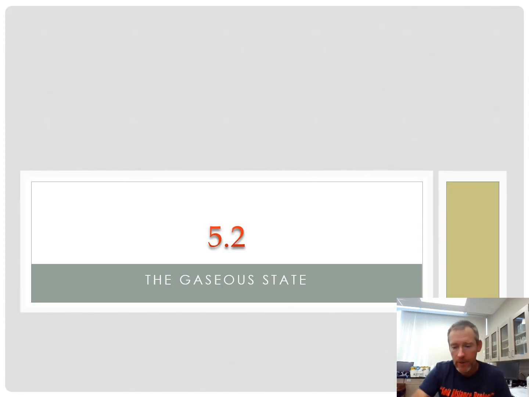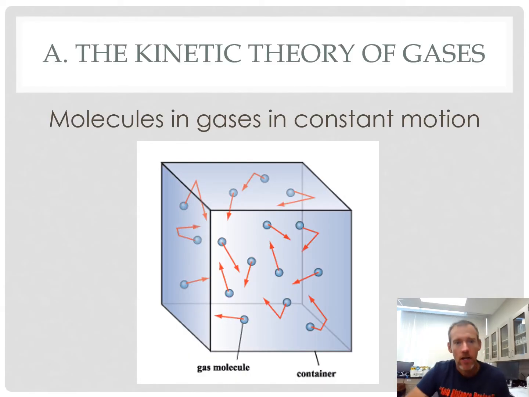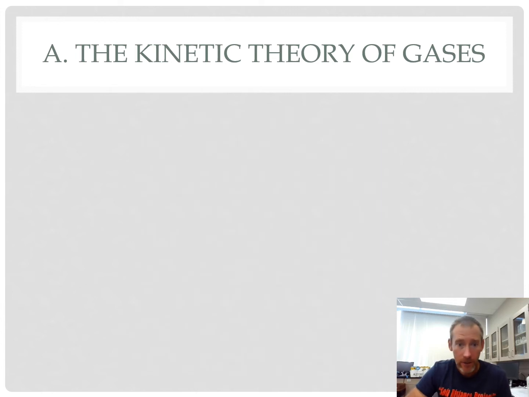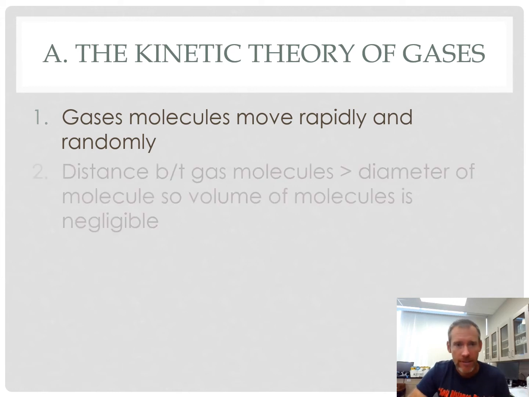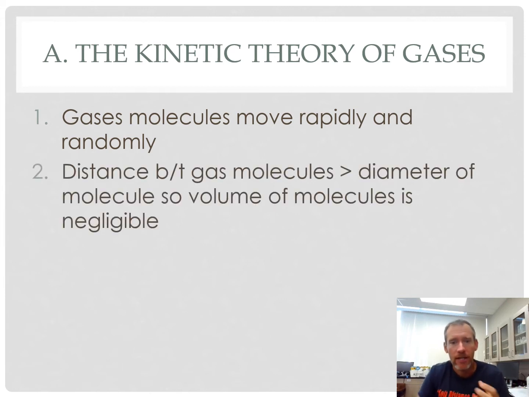All right, now we get into the good stuff, the gas structure. Molecules are in constant motion. They are moving randomly. They fit the shape of their container. So the kinetic molecular theory of gases is important to understand: molecules are randomly and rapidly moving, which makes sense. The distance between gas molecules is greater than the diameter of the molecule, which also makes sense. Basically it means that the volume of the molecule is negligible, so it's mostly empty space.